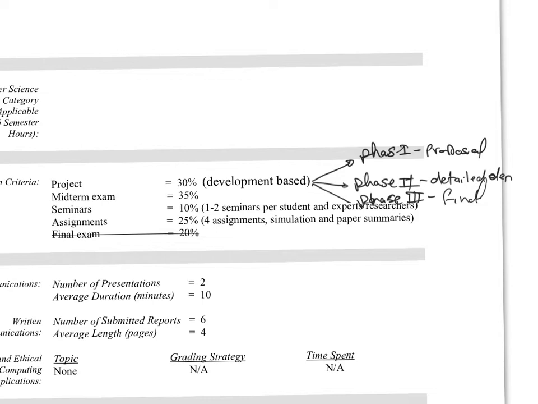Any questions? Okay. So before, we had the midterm and the final, 25 and 20, so in total 45. So I actually removed 10%. I made it 1 exam, and I distributed the 10% on the other components.